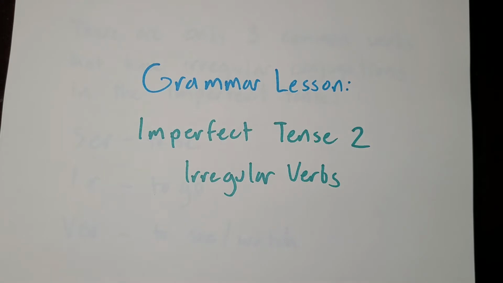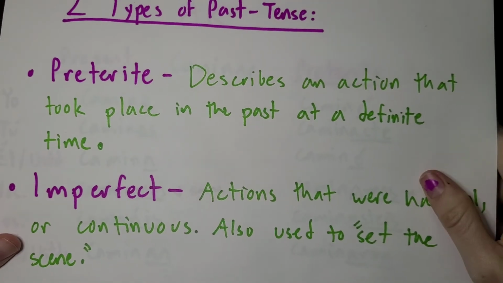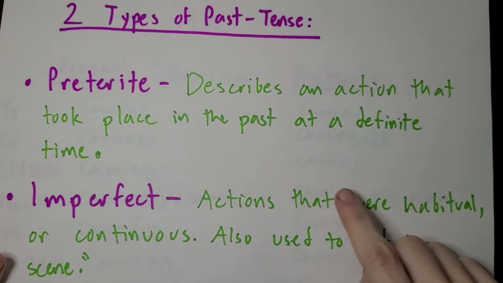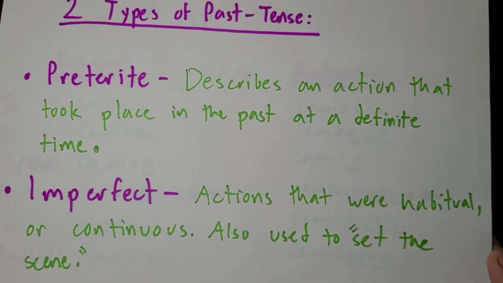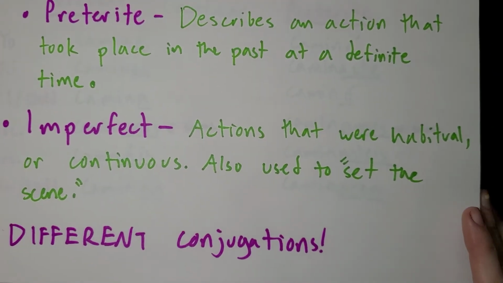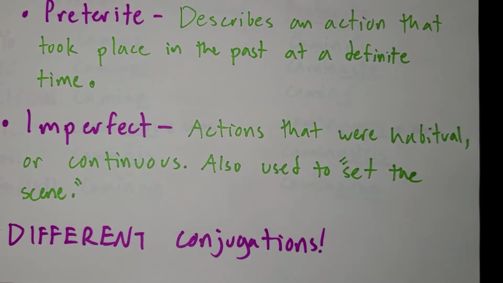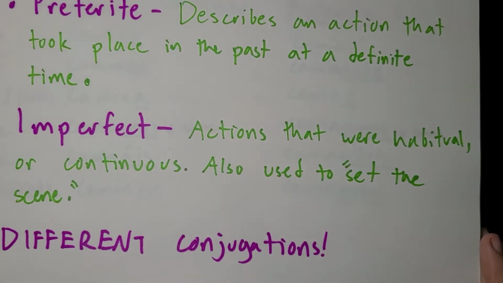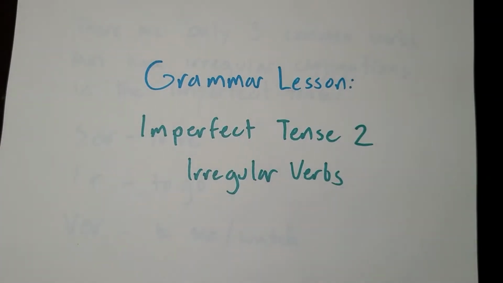Remember, the imperfect tense is one of the two ways to talk in the past tense in Spanish. You have the preterite that describes an action that took place at a definite time, and you have the imperfect, which describes actions that were habitual or continuous, or grammatically it's used to say what you were doing when something else happened. If you want a little more of an explanation of that, check out the first video.